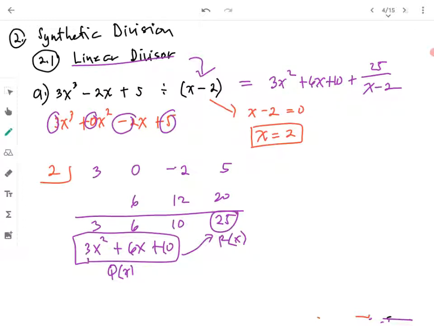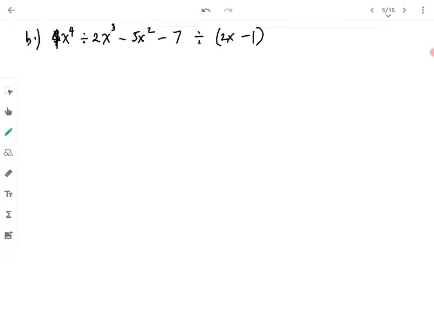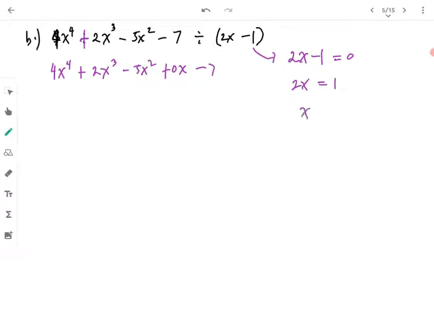Let's continue with the next example. So we have here 4x raised to 4, then 2x cubed minus 5x squared. There's something missing, the x portion, the 0x, so we can write it as 4x raised to 4 plus 2x cubed minus 5x squared plus 0x, that's the missing term, minus 7. Then we set the divisor to 0. 2x minus 1 equals 0. So this becomes 2x equals 1, then x equals 1 half.